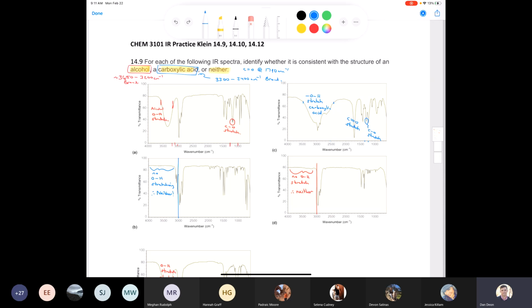I have the IR NMR tables, then I have the IR practice Klein, then I have the next file says Chapter 14 IR practice, and then it says V3 next to it. If you click on that, it opens up a whole holy host of 9 problems. Okay, can everybody see that? The 9 problems there? Okay, it's called Chem 3101, Chapter 14, IR Practice V3. Yeah, okay, good. Thanks, Jessica.